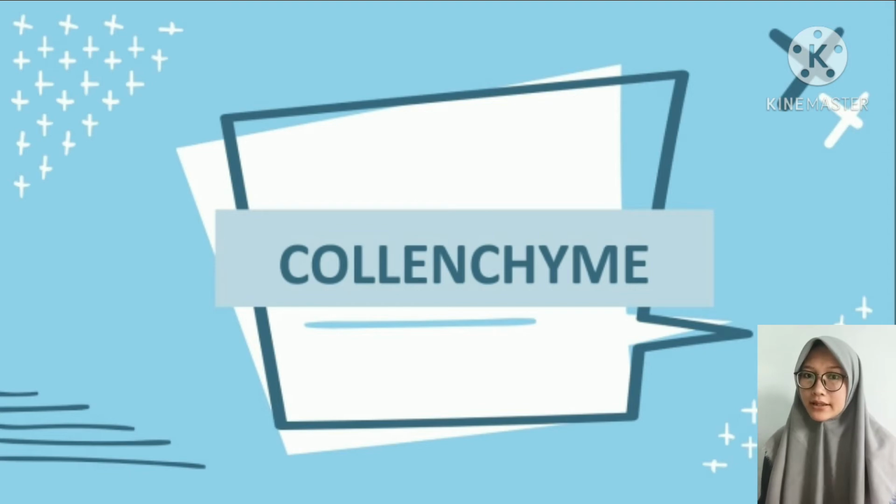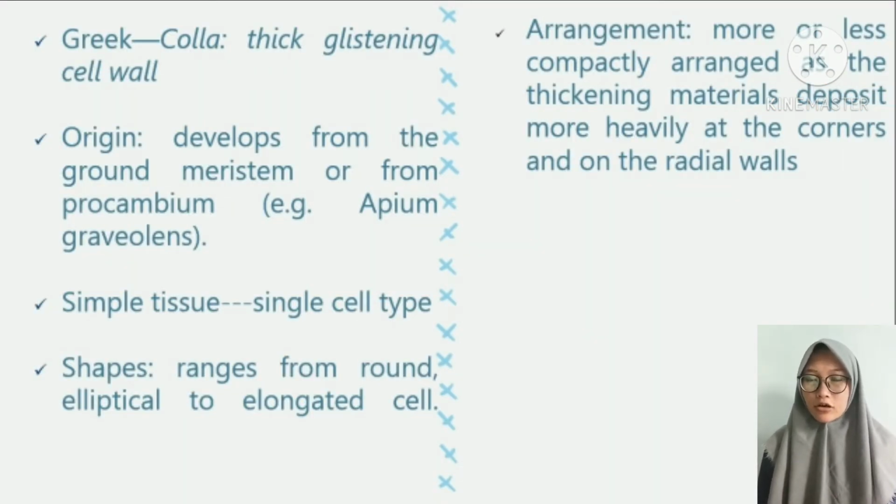The second permanent tissue is collenchyma. The meaning of collenchyma according to Greek is colla, which means thick glistening cell wall. Origin of collenchyma: developed from ground meristem or from procambium. Example, Apium graveolens. Collenchyma is a single cell type of simple tissue.